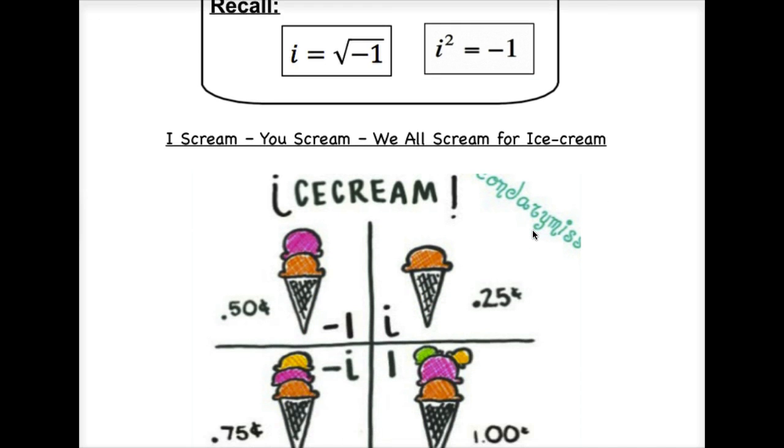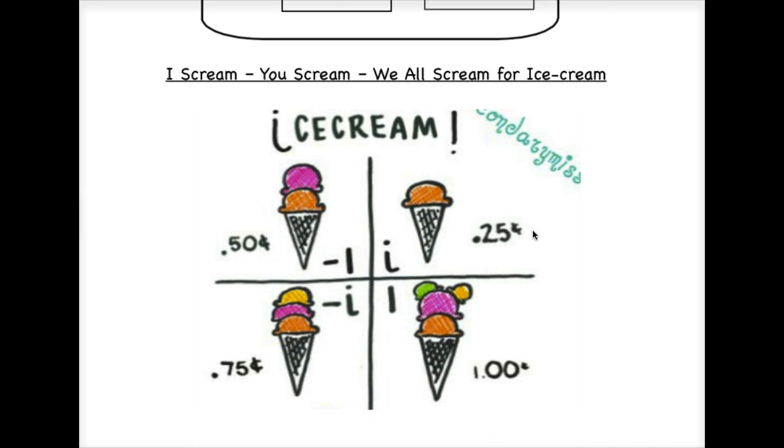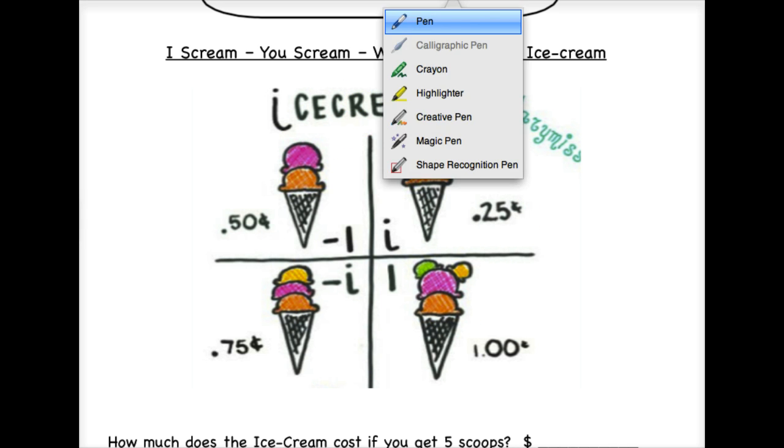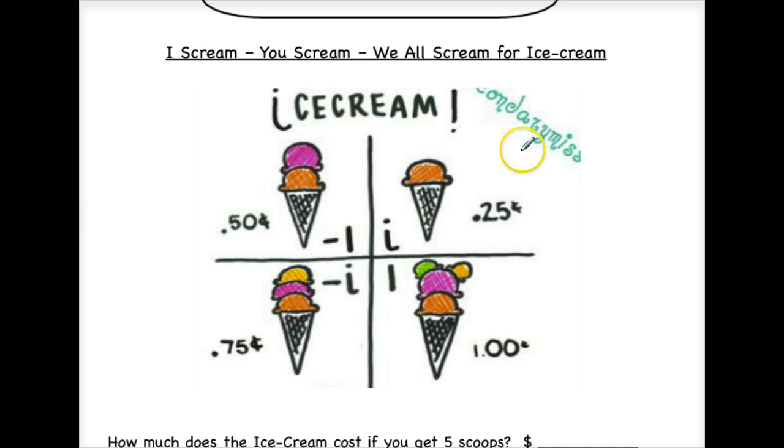So this is an easy way to remember this. It's called "I scream, you scream, we all scream for ice cream." So look at the i. It's ice cream. So this is really a special set of ice cream here. At 1 scoop, which is 25 cents, it's i to the first power. This is 2 scoops, which is i to the second.